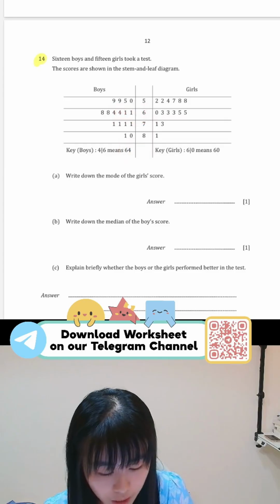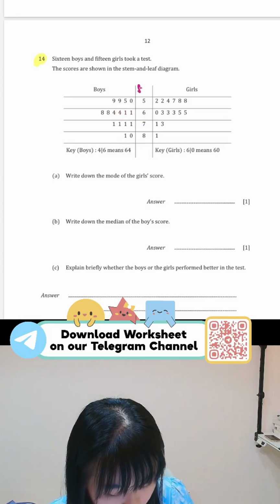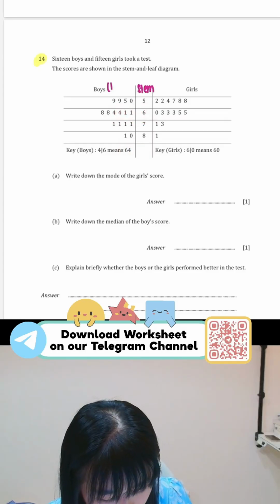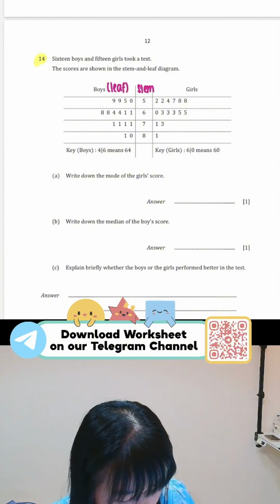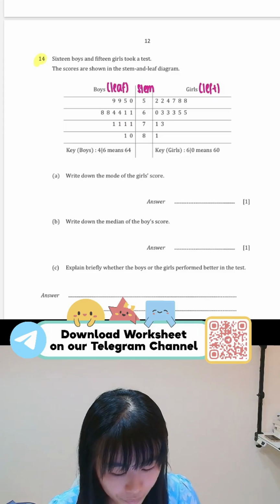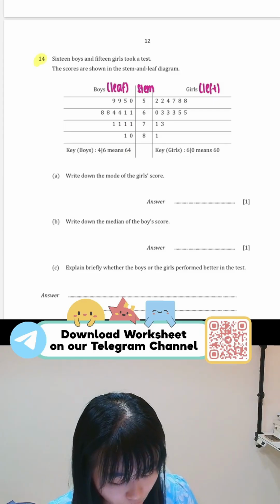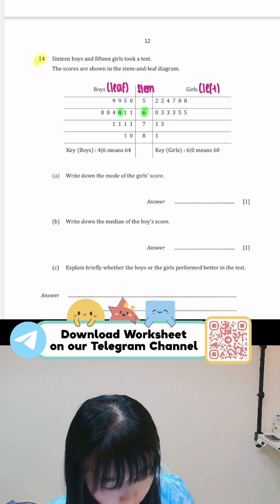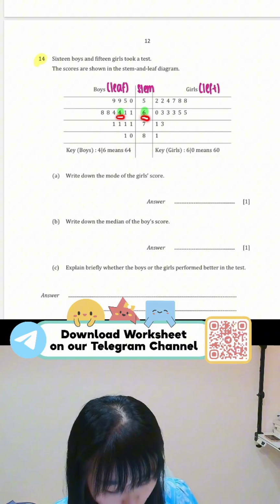Why? Because this is your stem and leaf diagram. It means you must always look at the stem first before you look at the leaf. Your leaf is on the left side and on your right side. This is a back-to-back stem and leaf diagram. So now over here, if it's 64, you have 6, 4. You will look like that. 6, 4, 64.